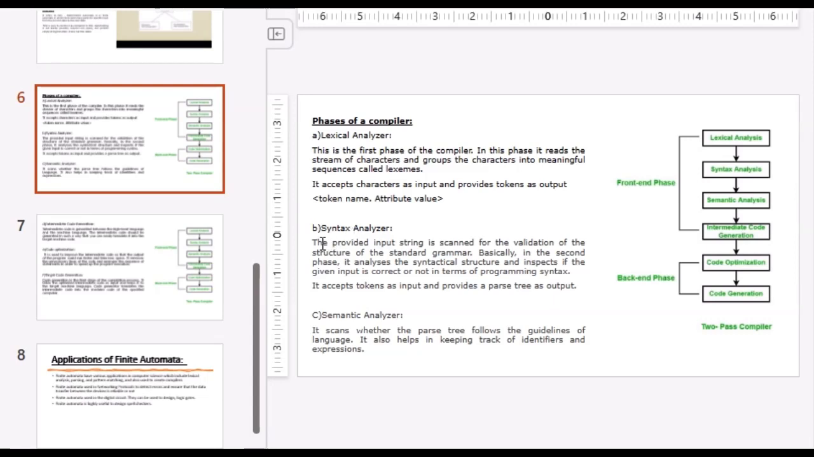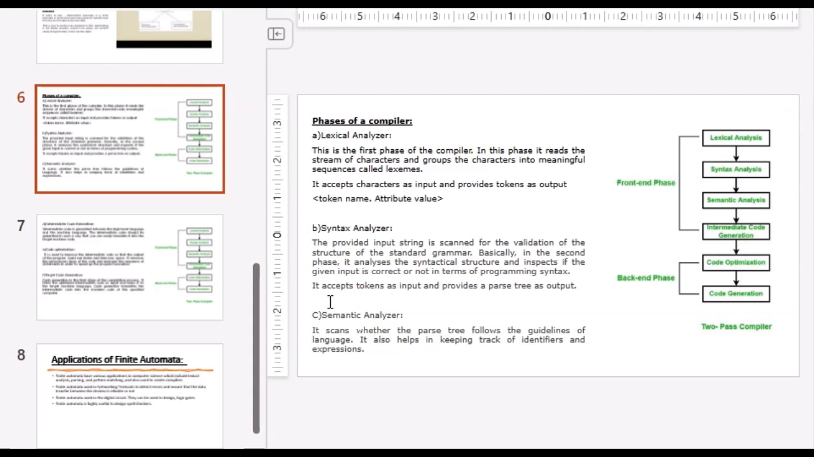The provided input string is scanned for the validation of the structure of the standard grammar. Basically, in the second phase, it analyzes the syntactical structure and inspects if the given input is correct or not in terms of programming syntax. It accepts tokens as input and provides a parse tree as output. The next phase is semantic analyzer.